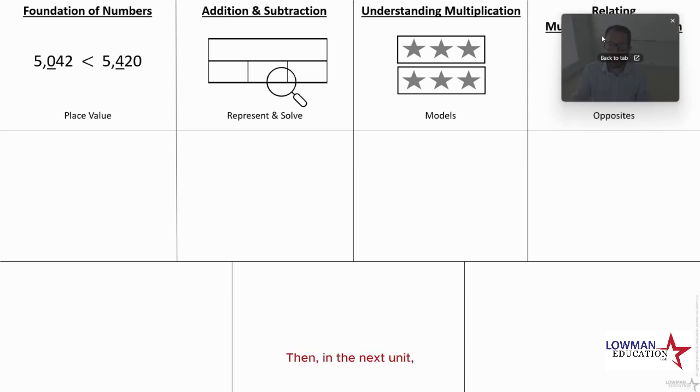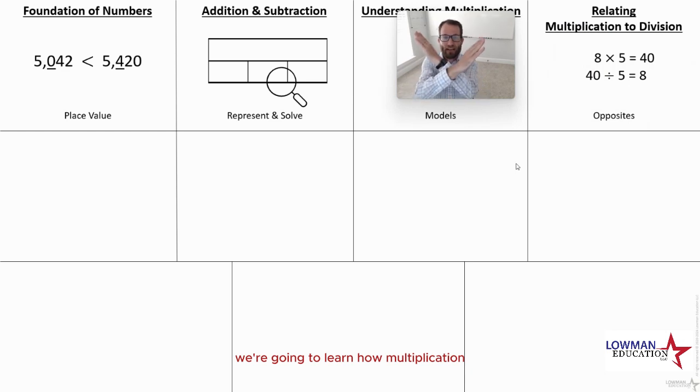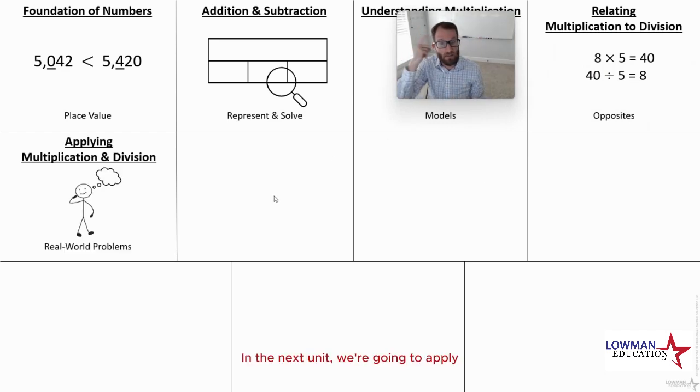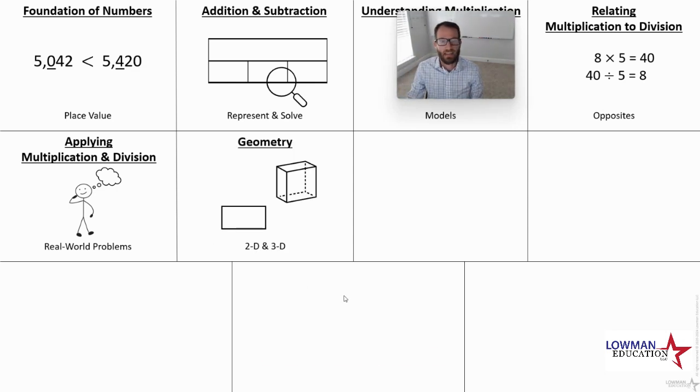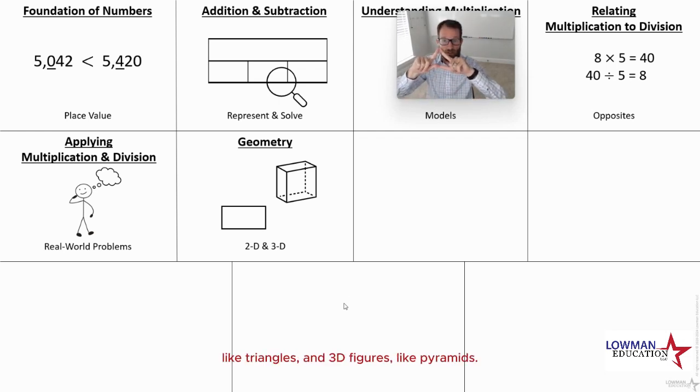Then in the next unit, we're going to learn how multiplication and division are opposite operations. If you can multiply, you can divide. If you can divide, you can multiply. In the next unit, we're going to apply multiplication and division to solve real-world problems. In the next unit, we're going to solve problems involving 2D figures like triangles and 3D figures like pyramids.